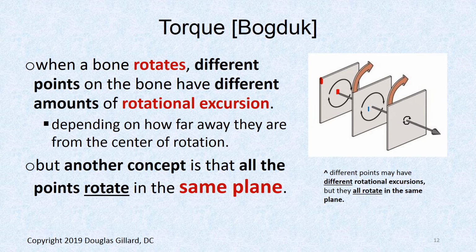Assuming you choose a point here and a point here, equal distance away from the center of rotation, their arc will be the same. But if I choose one out here and one out here, the rotations are going to be way different.